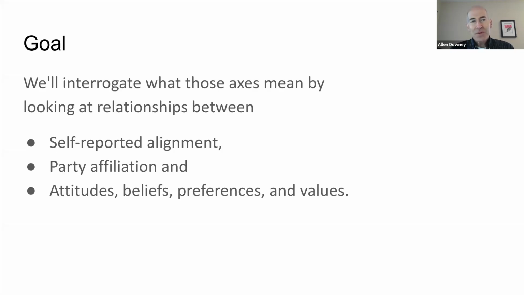And one of the things we'll do is look a little bit at what these axes mean by looking at relationships between what people say, what their political alignment is, what party they belong to, and specifically what attitudes and beliefs and preferences go along with those self-described affiliations.